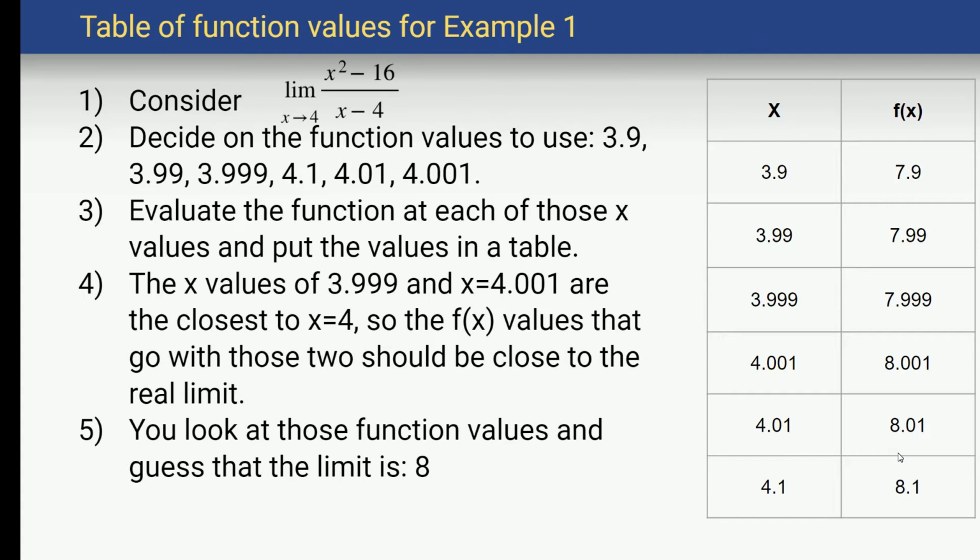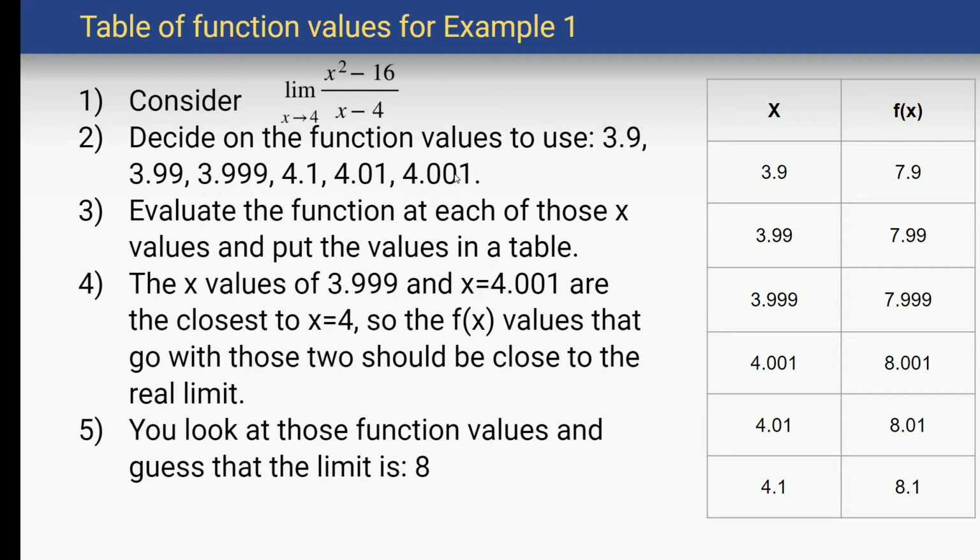So this is what it would look like. We're going to be considering the same function. So the limit as x approaches 4 of f of x, where f of x is x squared minus 16 on top, x minus 4 on the bottom. We've decided which function values, sorry, I said function values here. This is wrong. This should say decide on the x values to use. The x values we want to use are 3.9, 3.99, 3.999, 4.1, 4.01, 4.001.